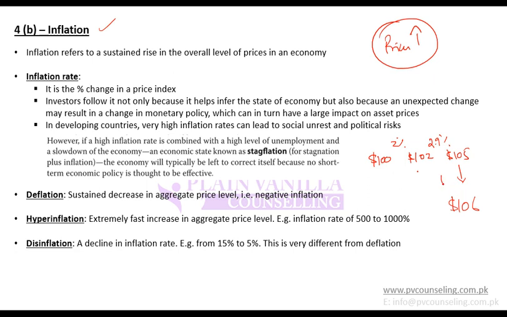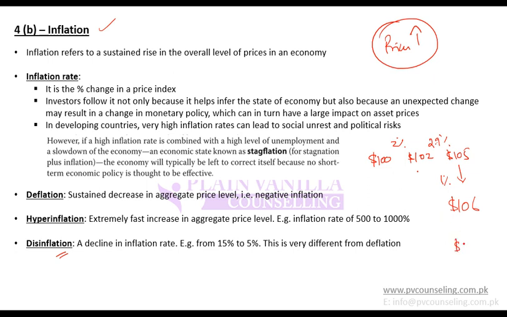It will be approximately 1%, 0.95%. So now price has increased. It is still inflation, but the rate of increase in inflation has slowed down. This is known as disinflation. That rate has slowed down, it has decelerated.